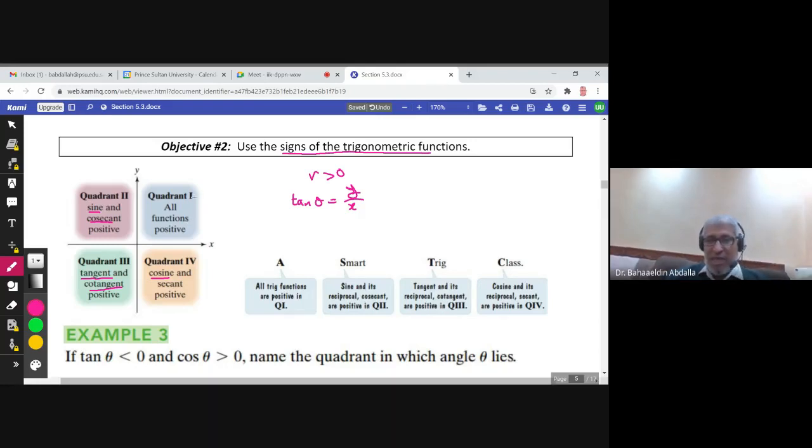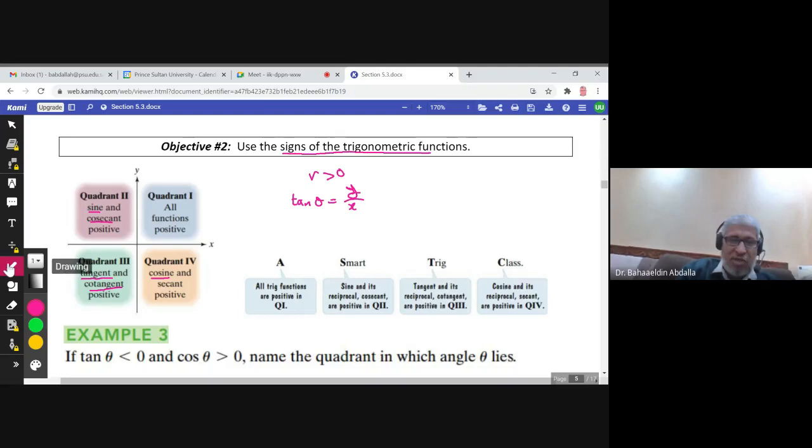So we notice that in the first quadrant, all the 6 trigonometric functions are positive. In the second quadrant, only sine and cosecant are positive. In the third quadrant, only tangent and cotangent are positive. In the fourth quadrant, only cosine and secant are positive. You can remember this sentence: A Smart Trig Class. A, all in the first quadrant. Smart is sine and the reciprocal cosecant in the second quadrant. Trig, tan and cotan in the third quadrant. Class, C, cosine and secant, the reciprocal, in the fourth quadrant are positive.